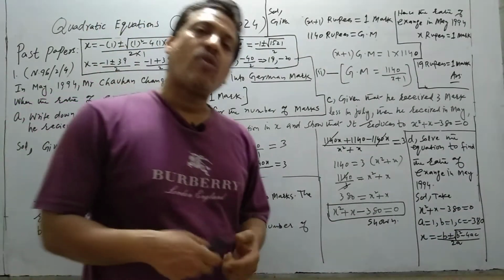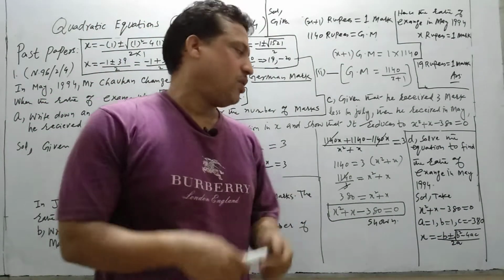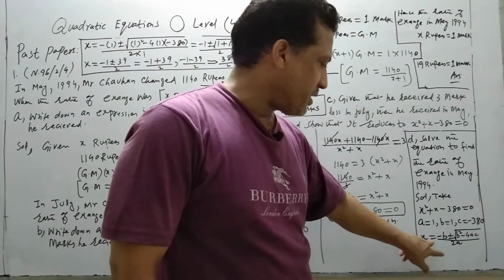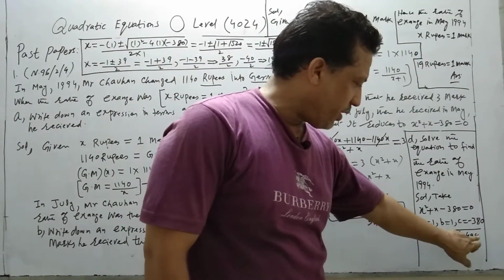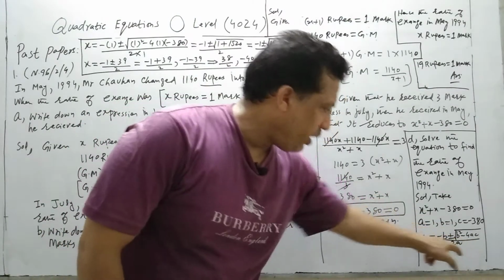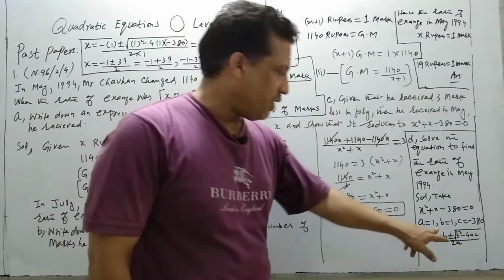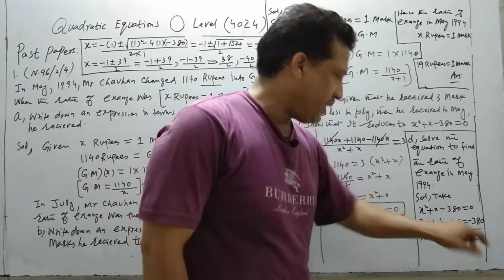And student, what is quadratic formula? You must know, but I wrote for you. X is equals to minus b plus minus square root of b square minus 4ac, whole upon 2a. Now put the value of a, b, c in this equation.